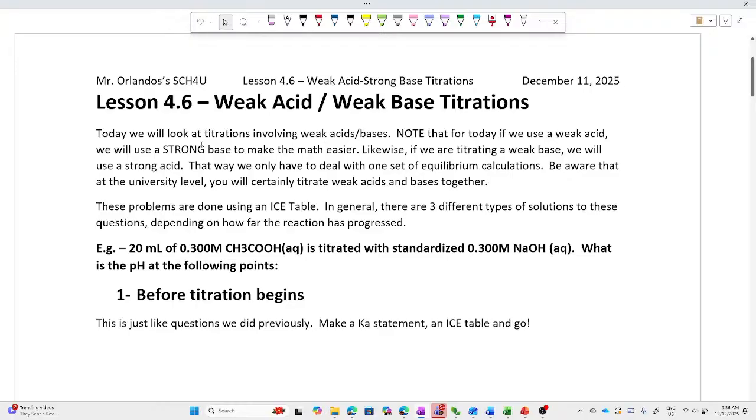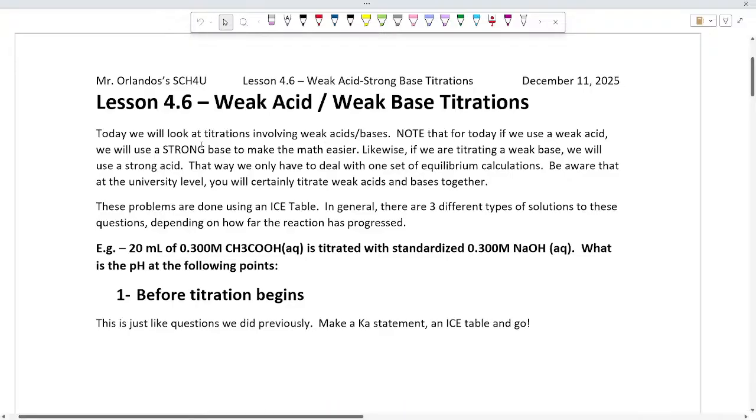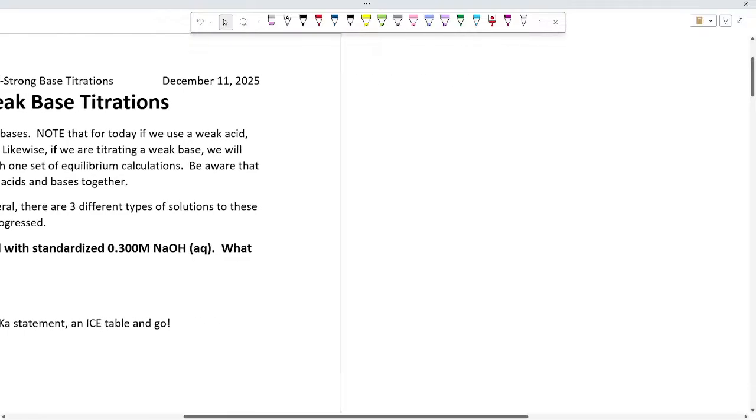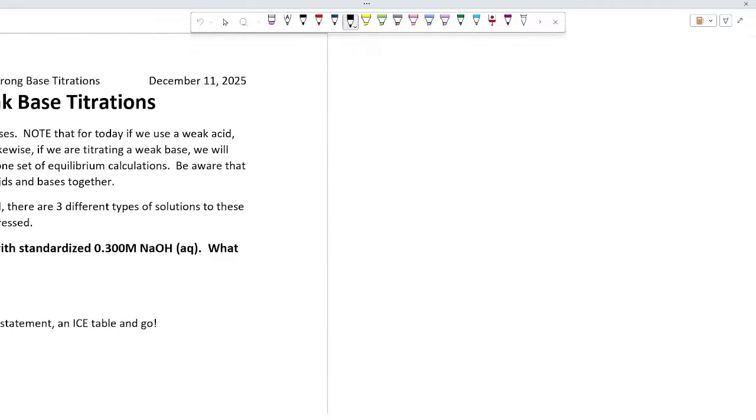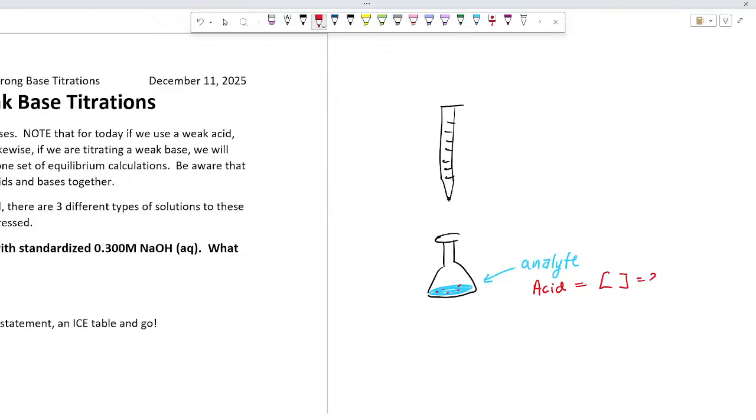So here's the thing. The titrations we did last year, we would typically put our analyte, the thing we were testing, in a beaker here. So this would be our analyte, which was typically an acid of some concentration, concentration unknown maybe, but we have an acid there.